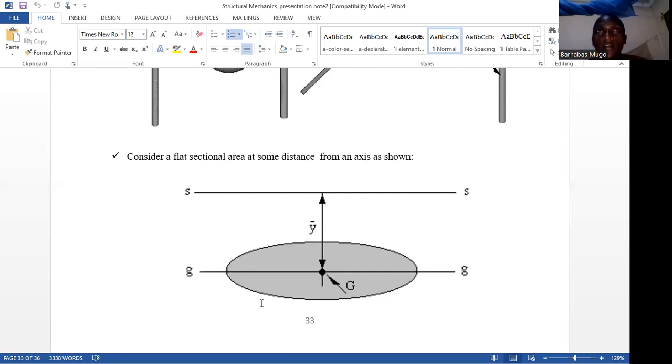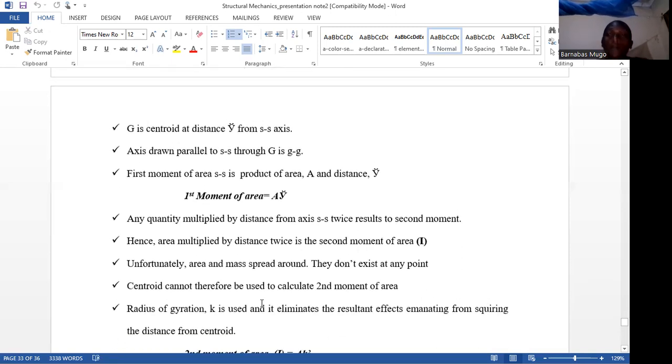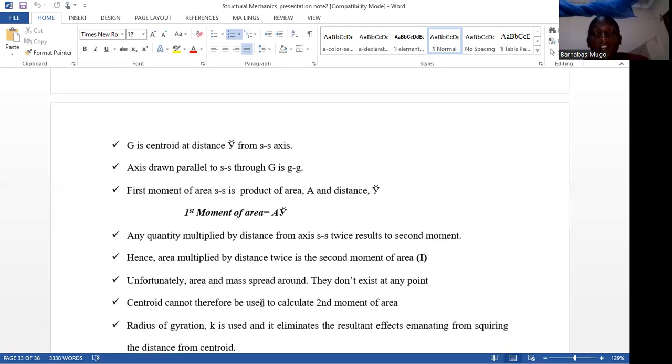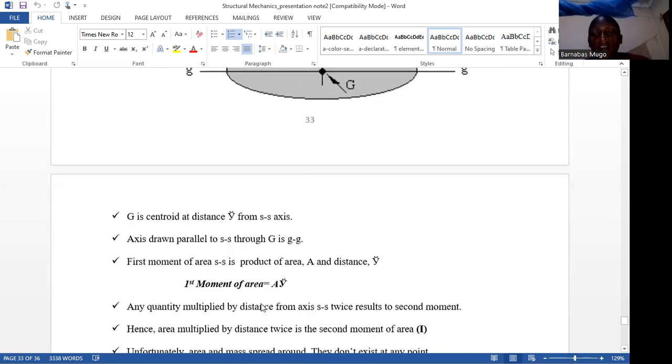An object is at a distance y bar to the centroid, and you need to know how to determine the second moment of area. How do you go about it? G is the centroid, which is at a distance y from the axis SS. Then you need to draw a parallel line through G. In this case, it is GG. That parallel line is parallel to the axis SS.